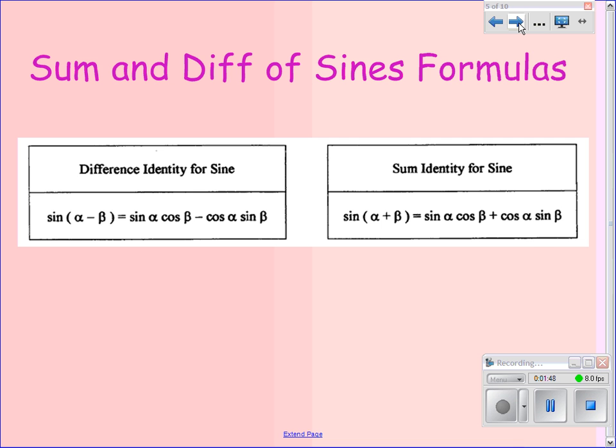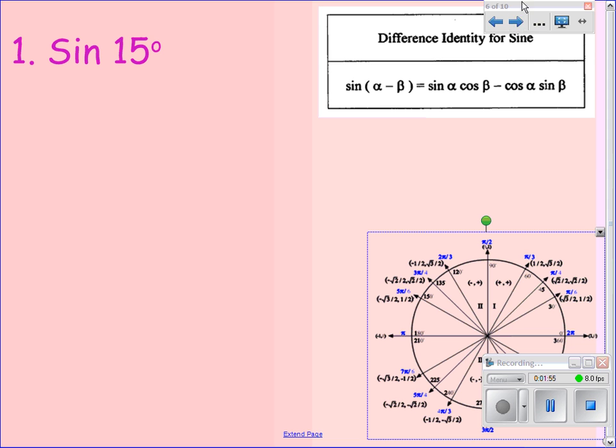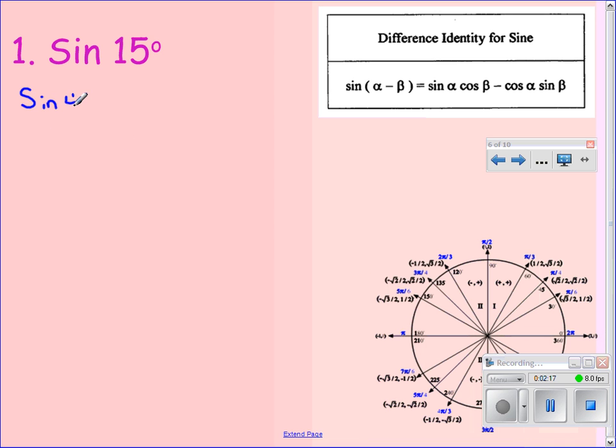Here are the sum and difference of sines formulas you're going to find on the top of page 9 in your notes. Let's get started on example 1. We're looking for the sine of 15. On your unit circle, 15 is not here, so we want to find two angles on our unit circle that either add or subtract to give us 15 degrees. So we're going to use sine of 45 degrees minus 30 degrees.